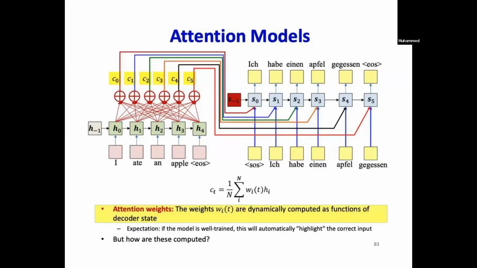These are generally called attention models, right? So obviously we want the weights to be dynamic. We want them to depend on which time step we are dealing with in the output, to be able to get a dynamic weight that will be used to weigh the different input hidden states based on their importance in generating the output.